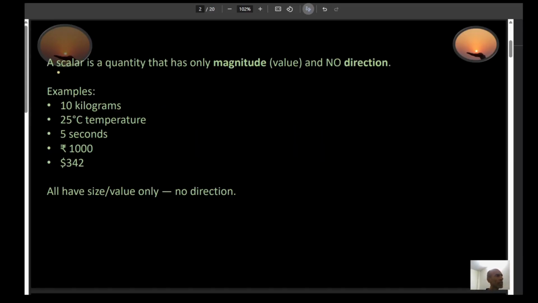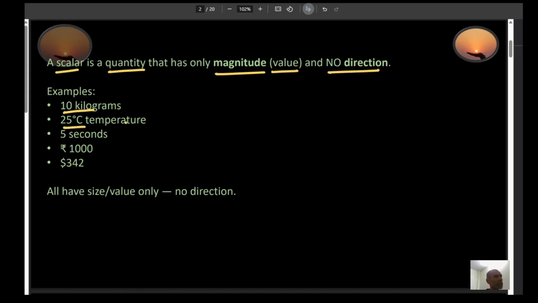So what exactly is a scalar? Well, it's a quantity that only has magnitude. In other words, it has a value. It has no direction. So it's just a number. That's all it is. For example, 10 kilogram. You do not say 10 kilogram has a direction. You don't say east, west, south, or up or down. You just say 10 kilogram.